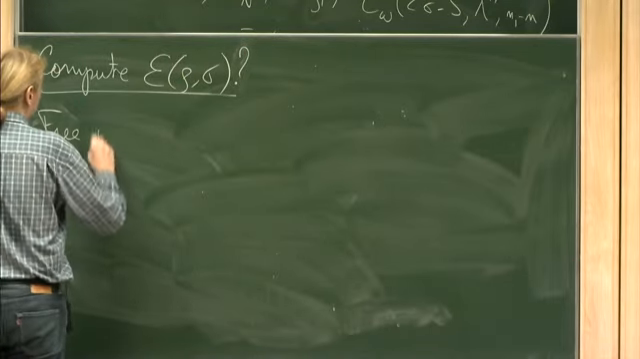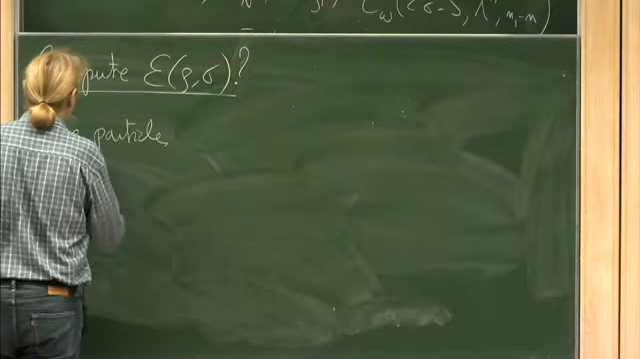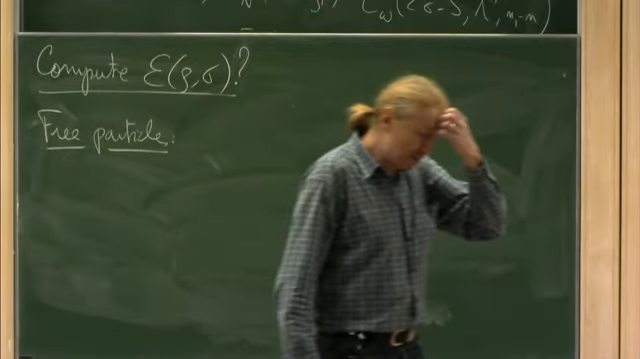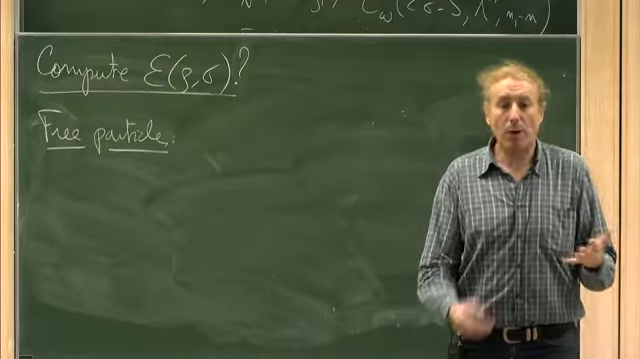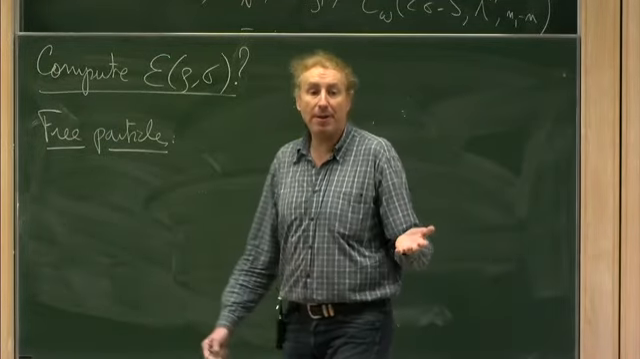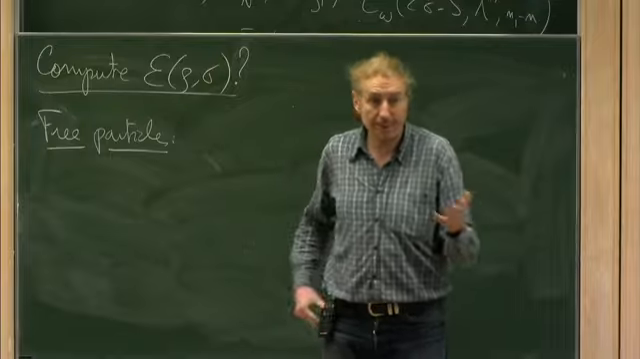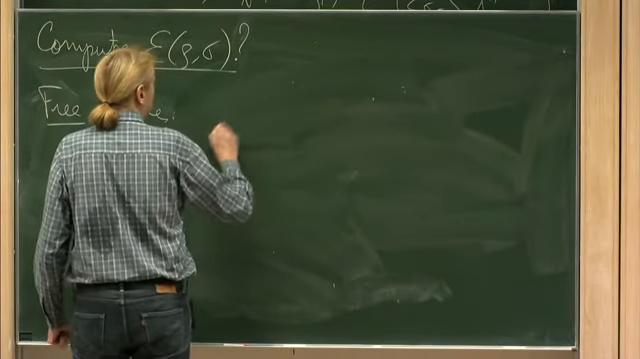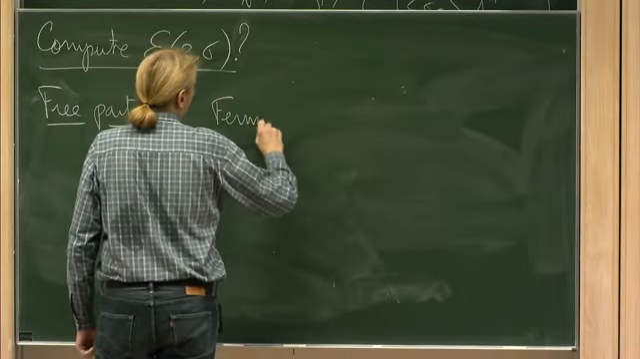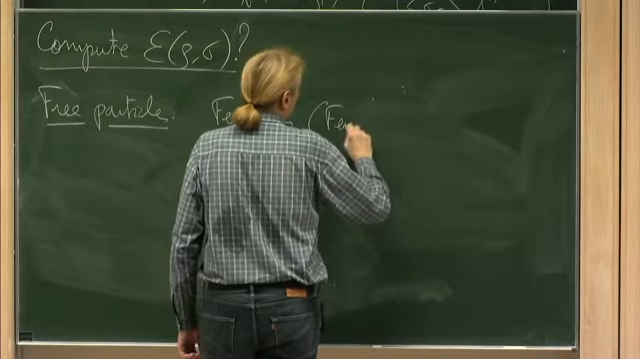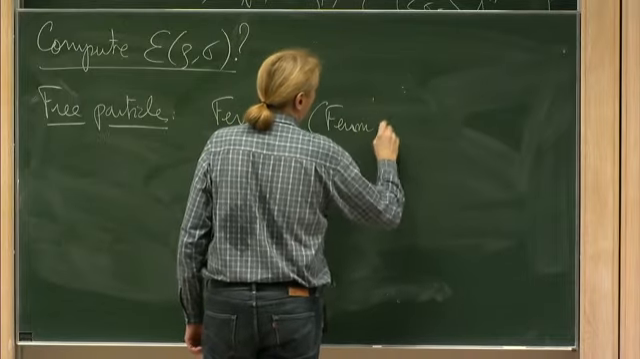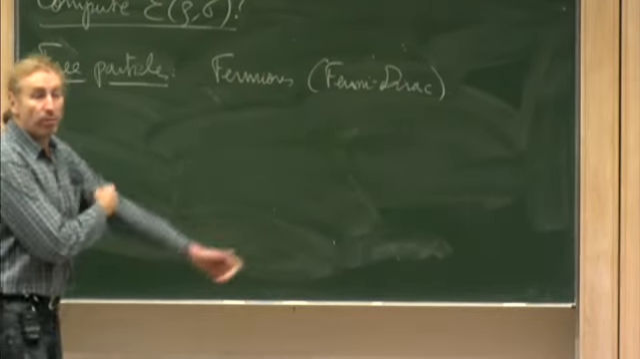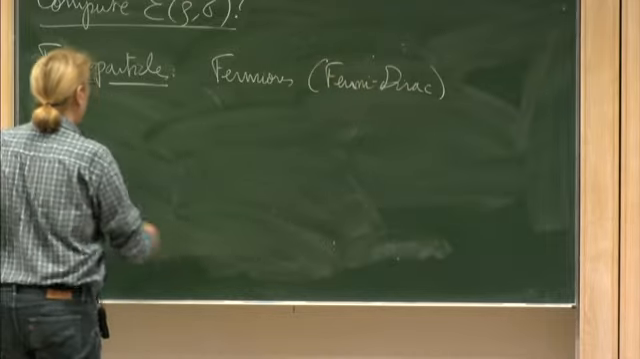Free particles. So this convergence was something general which does not depend on the statistics. But what happens exactly to this functional will depend on the statistics. So we have to choose a statistic, and the statistics I talk about is fermions, Fermi-Dirac statistics. Okay, Fermi-Dirac statistics.